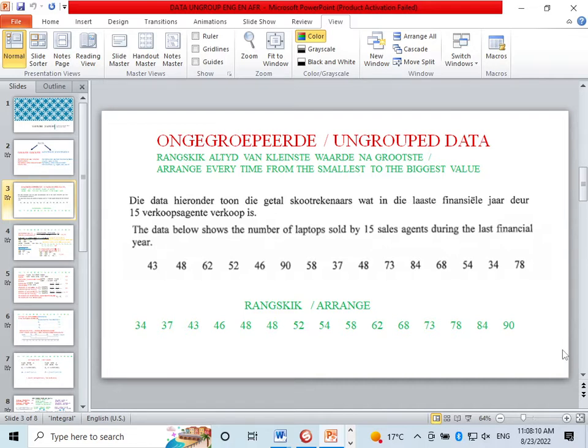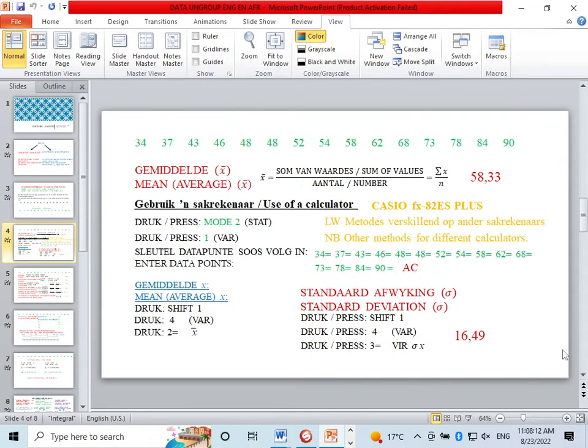So there it is arranged. Next up, very important: the mean. You know that, the sum of the values divided by the number of values. So just look at the symbols used for it. I also use the sigma sign. Sigma means sum of. The sum of x's divided by n. And then you know how to do it.